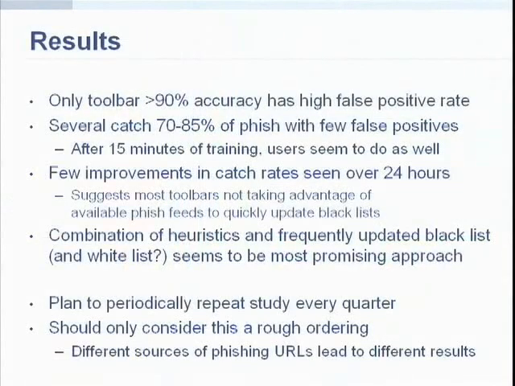Oh, okay. So we are planning to periodically repeat the study every quarter just to see how things are updated. And again, you should only consider this as a rough ordering. Depending on which phishing feed we're using, things might be up or down 5, 10%. We're not quite sure exactly what. But again, I think that roughly speaking, these are in the right order of magnitude.